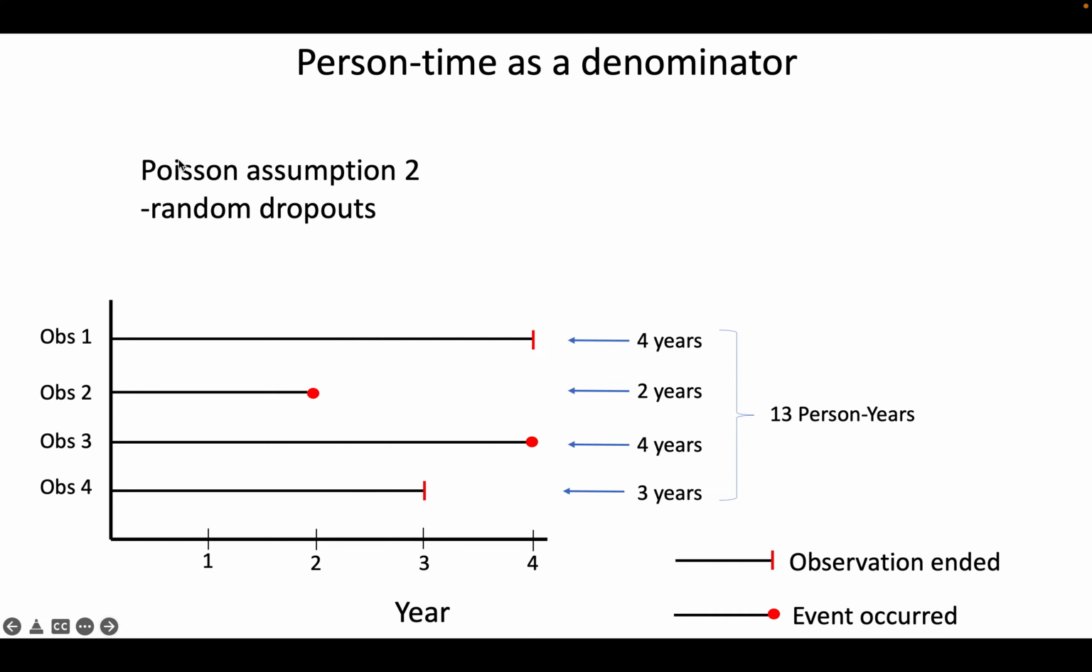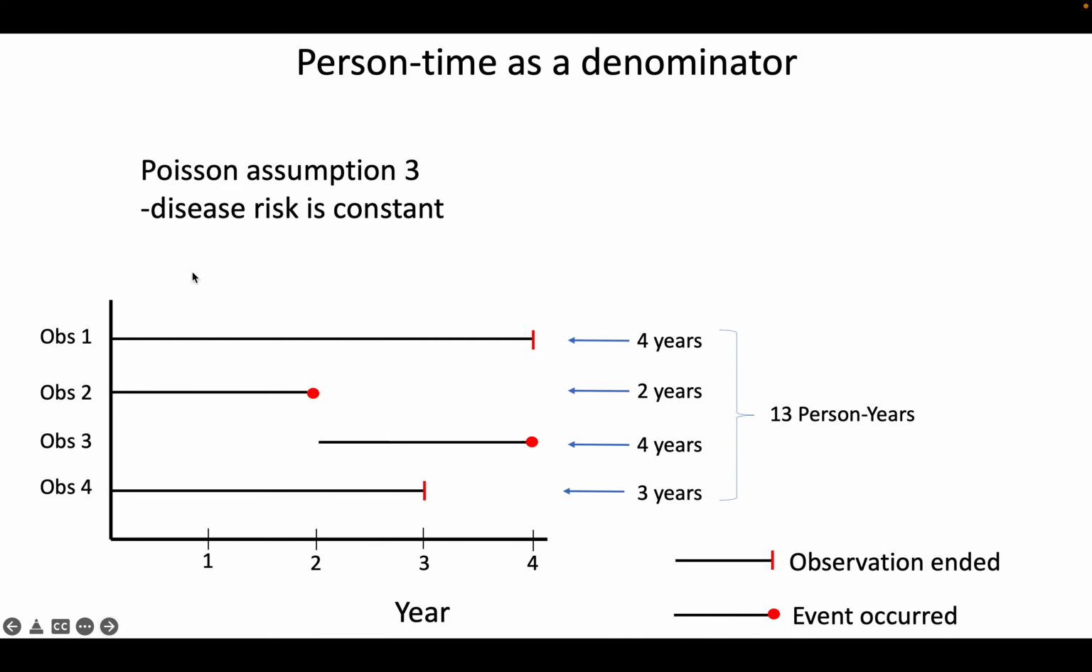That brings us to another assumption of Poisson, which is that people are dropping out at random. That means that those who dropped out prior to the end of the follow-up, like this person who dropped out without having the event, they were censored. Their risk of disease doesn't differ compared to those who stayed in. So a major assumption is that people are dropping out at random.